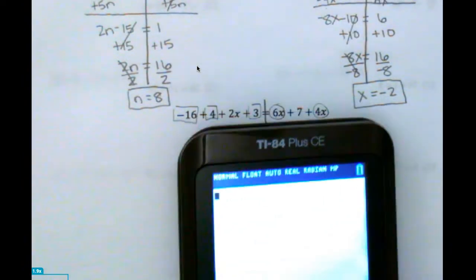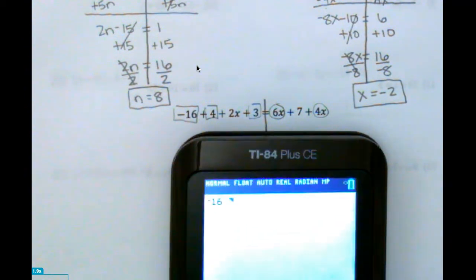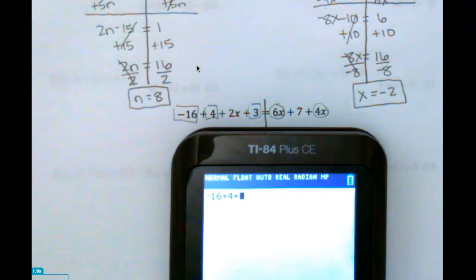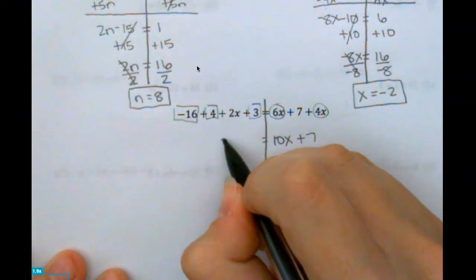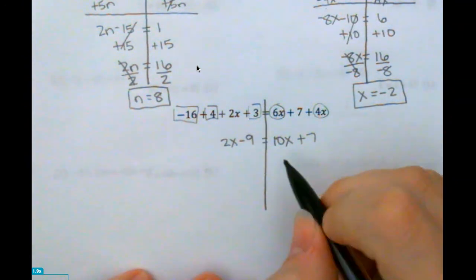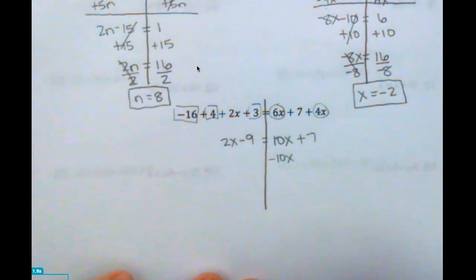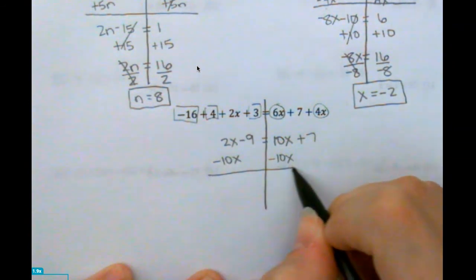to help me here. So in my calculator, I'm going to do -16 plus 4 plus 3, hit enter, and I get negative 9. So now I'm going to bring down the 2x minus 9. And now I've combined like terms, and I've come up with a much simpler equation. Okay. Now you're going to treat this just like we treated the other two. Start off by getting rid of that variable on the right. So we're going to subtract 10x on both sides.